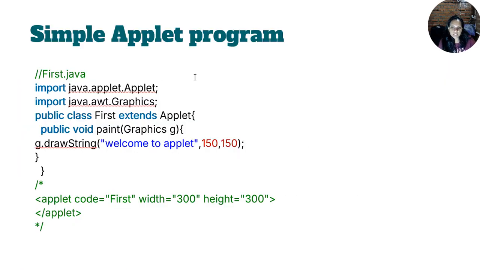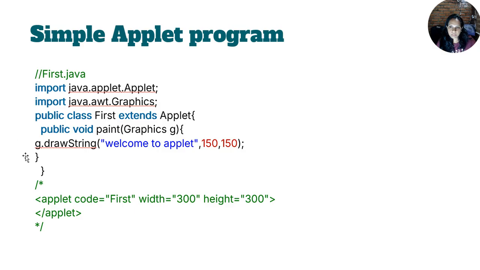Now you can see a very simple Java program here. The class name is first.java. We have imported the packages here, java.applet.Applet and java.awt.Graphics. Here public class first is a class name and extends Applet. Since it's an applet program, it extends from the Applet. And public void paint(Graphics g), we have already seen this method. We have created an object for the Graphics class, and g.drawString("Welcome to the applet", 150, 150), where 150 and 150 are the x and y coordinates.